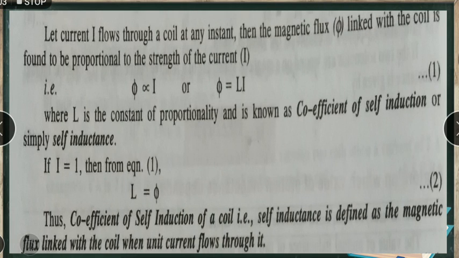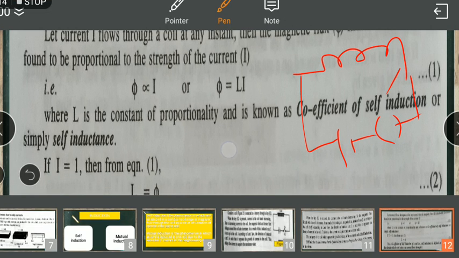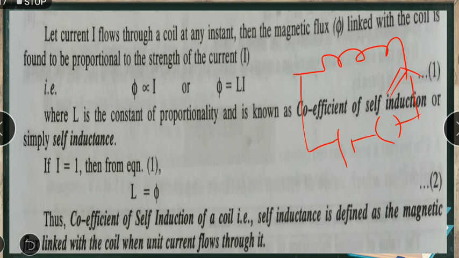So consider a current I is flowing in the coil. If it is a coil, battery, then key. So let's consider current I is flowing in a coil. Next, if current flows, magnetic flux links. It has been found that the magnetic flux linked with the coil is directly proportional to the strength of the current. Phi is directly proportional to I. How much amount of flux has been created, that much amount of current will be produced.